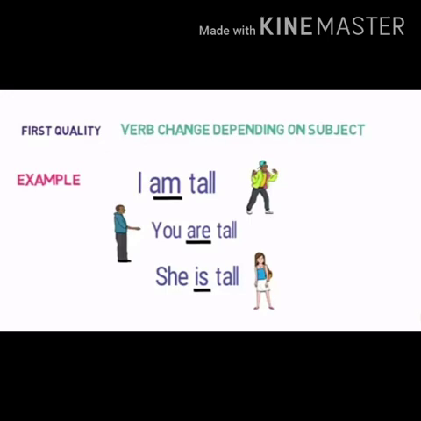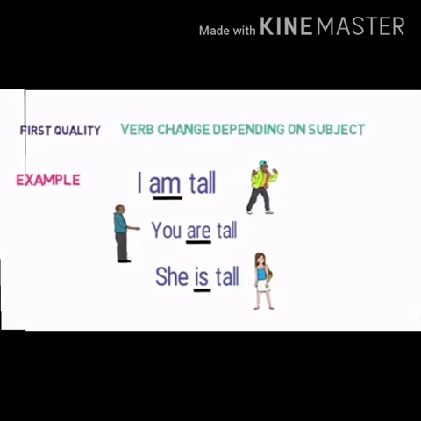And the third one is she is tall. Here she is third person singular. Is is verb and tall again is adjective. Now we can conclude that according to the subject, the verb changes like am, are, is. Now see students, in this example, am becomes are and are becomes is according to the subject. So, verb has this type of behavior.